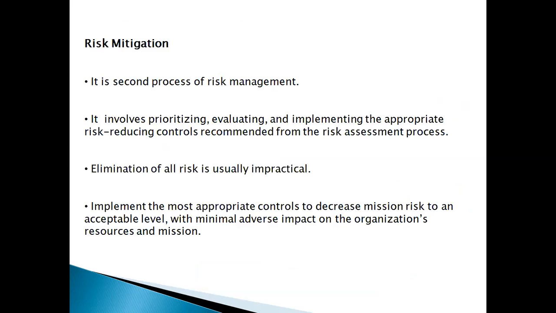Now comes risk mitigation. Risk mitigation is the second process of risk management, and involves prioritizing, evaluating, and implementing the appropriate risk reducing controls recommended from the risk assessment process. Because the elimination of all risk is usually impractical or close to impossible, it is the responsibility of senior management and functional and business managers to use the least cost approach and implement the most appropriate controls to decrease mission risk to an acceptable level with minimal adverse impact on the organization's resources and mission.